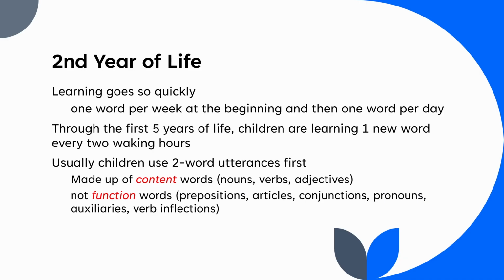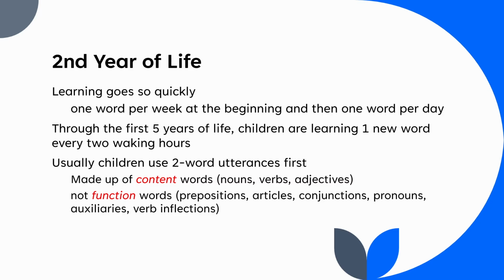Later, language learning accelerates dramatically. Early on, children may learn about one new word per week, but this quickly increases to one new word per day. Across the first 5 years of life, children learn words at an astonishing rate, approximately one new word every 2 waking hours. As children begin combining words, their first utterances are typically 2-word combinations.